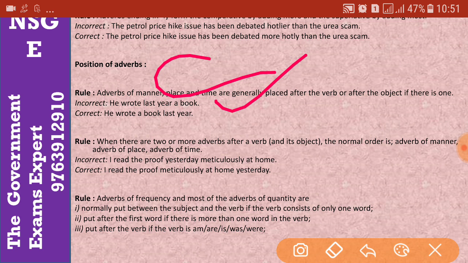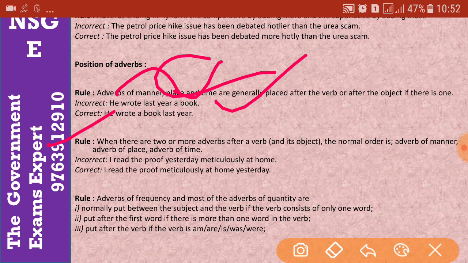Please do remember. Suppose there is an example: he wrote last year a book. He wrote last year a book. So this would be a wrong sentence. Why? Because we always have to place the adverbs of manner, place, or time after the verb, not before the verb. So what would be the right sentence? He wrote a book. First of all, he wrote a book. What did he write? A book. When? Last year. So after the verb. Clear? He wrote a book last year.